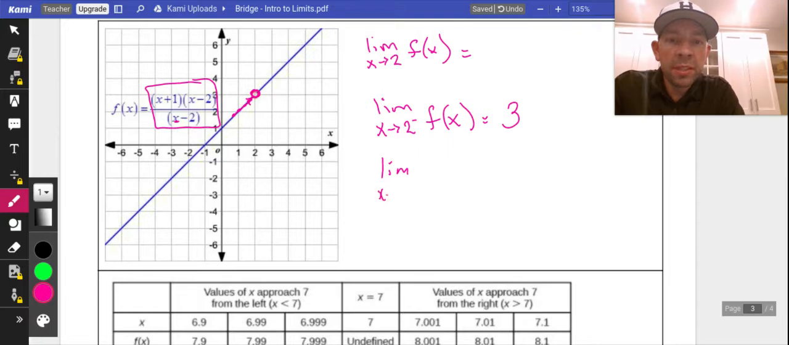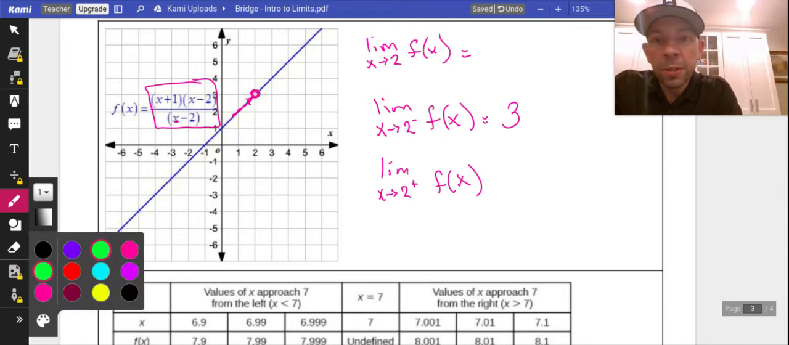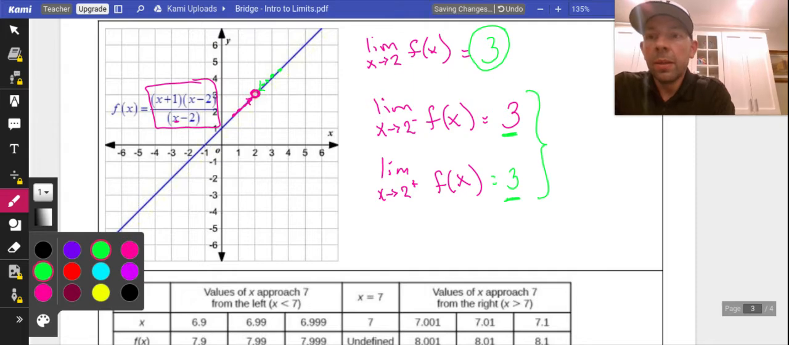And then I'll do the limit as x approaches 2 from the right. And now I'm going to start over here. Switch colors here, just to the right. And as I get closer and closer and closer to 2 from the right, again, we're approaching a height of 3. And then anytime these one-sided limits both exist and both equal the same number, we'd say the general limit exists and it equals 3. Now, if these numbers here were different from each other, then this answer would not exist, okay?